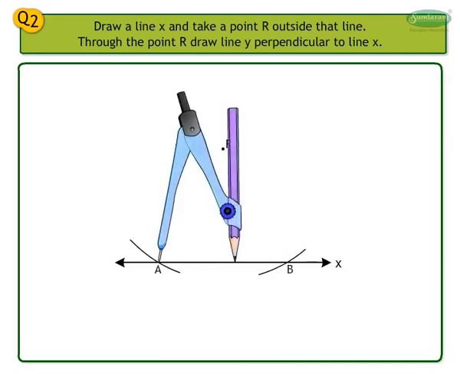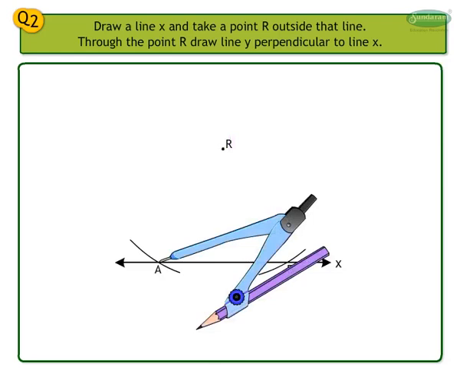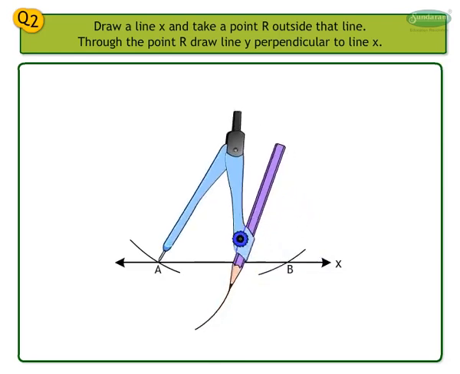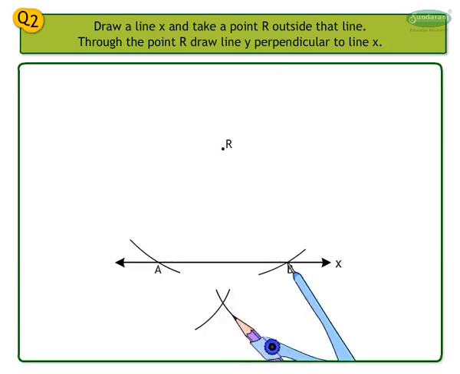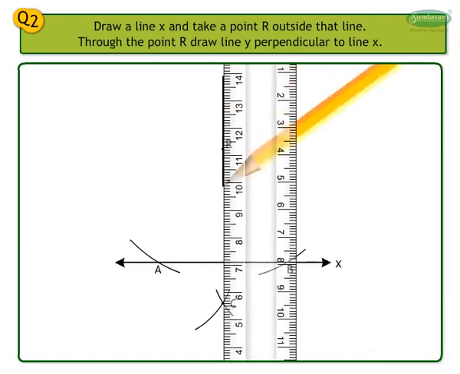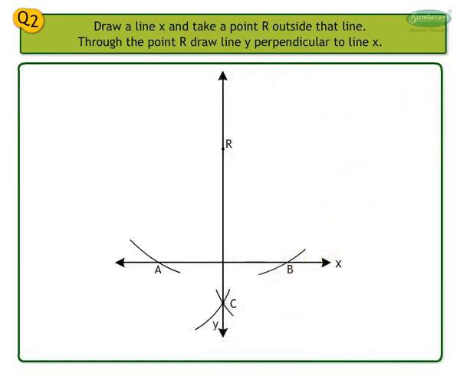Now take A as center and with a radius more than half of segment AB, draw an arc below the line X. Then take B as center and with same radius, draw an arc intersecting the previous arc at point C. Now draw a line Y passing through points R and C. We have now constructed a line Y perpendicular to line X through point R, which was not on the given line X.